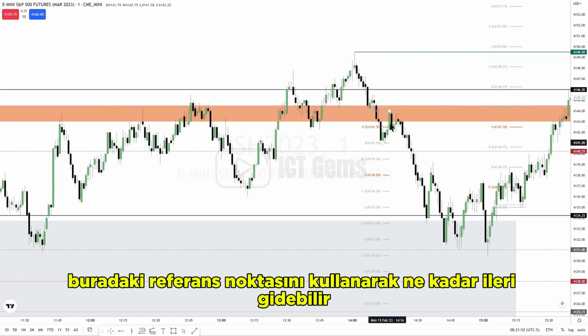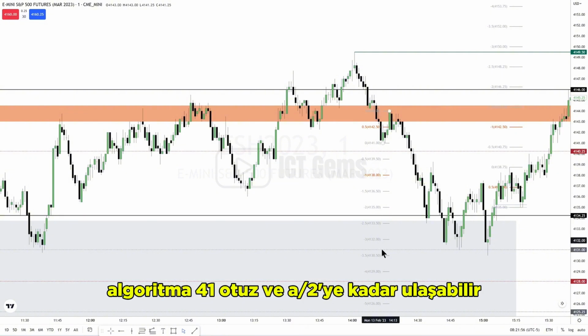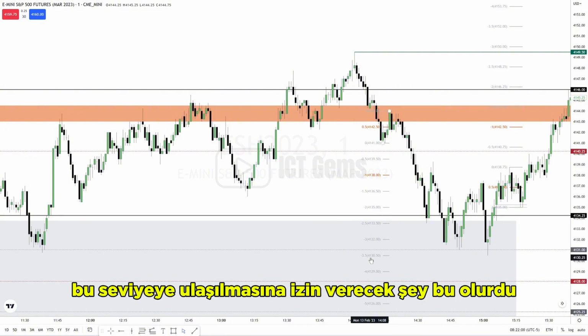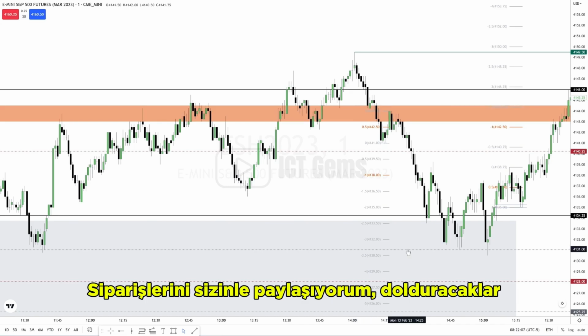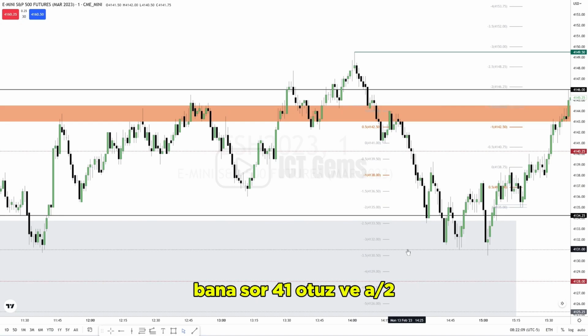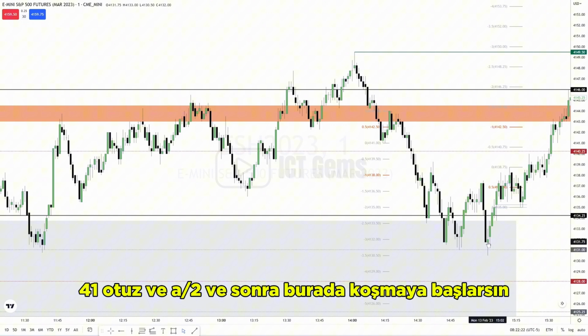Using that reference point here, which is a trigger for standard deviations, the algorithm can reach as far as 41.30.5. That would be what? Allowing for this level to be hit, but also for anybody that knows the information I'm sharing with you, their orders will fill because of the difference between the bid and the ask. So 41.30.5, that could be a target where it reaches for. What's the low over here? 41.30.5. And then you get the run here.